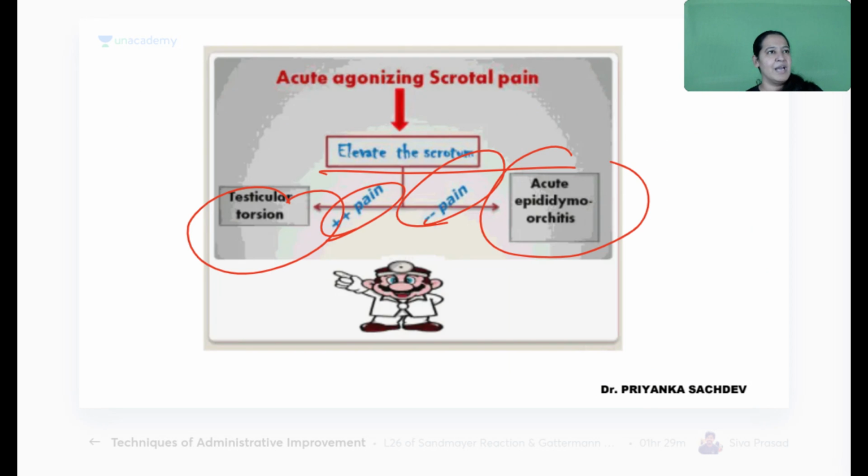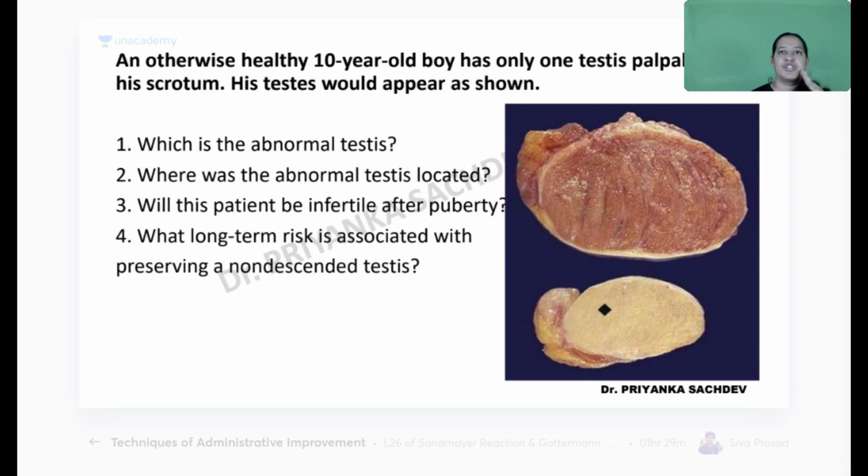One more sign, Angell sign, I have not put it. Okay. Next question is in front of you. Let me explain the question to you.